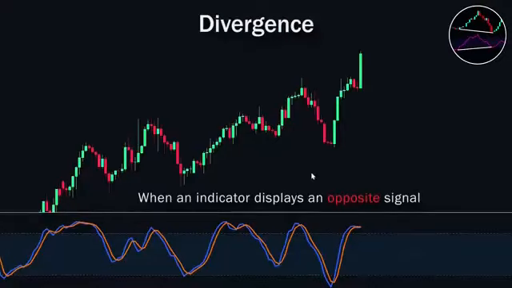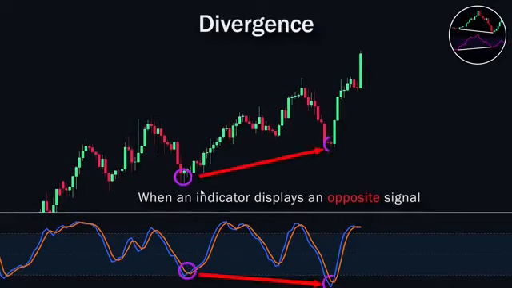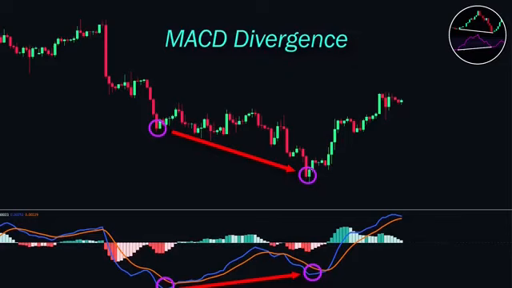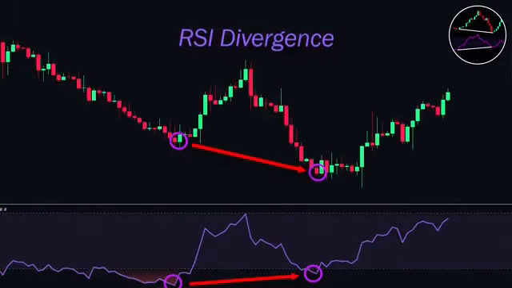Divergences. Divergences occur when an indicator displays an opposite signal of the real price movement. When this happens, it is usually a sign that the trend might reverse. Divergences could occur in many indicators such as the MACD, stochastic, and the RSI.